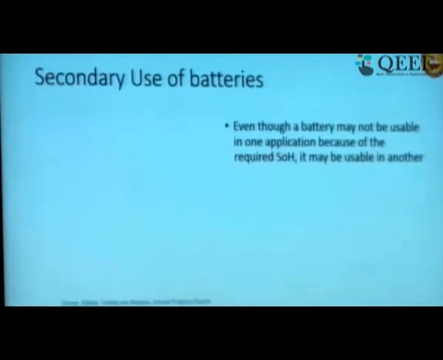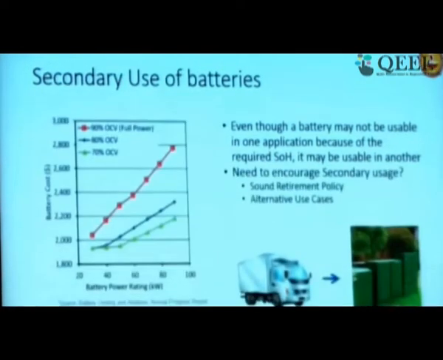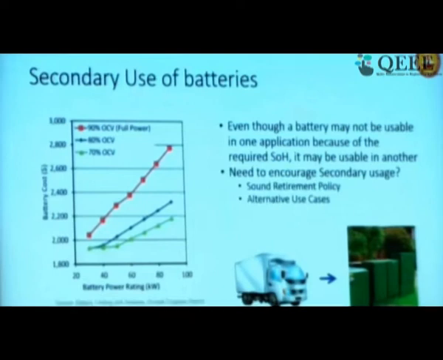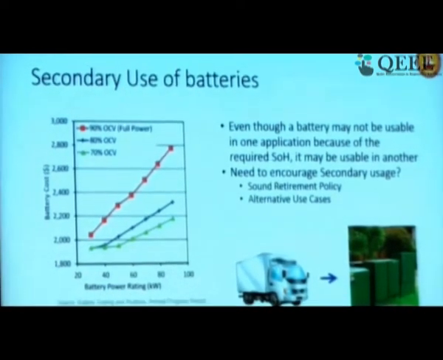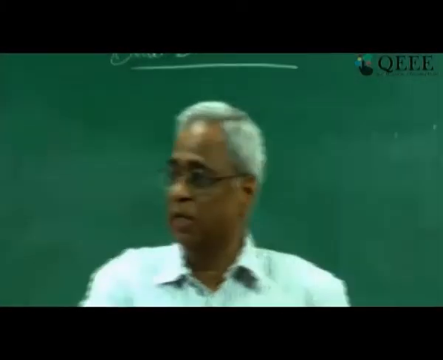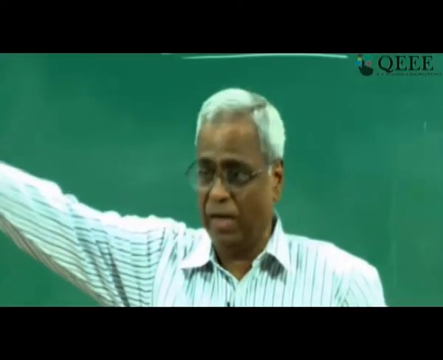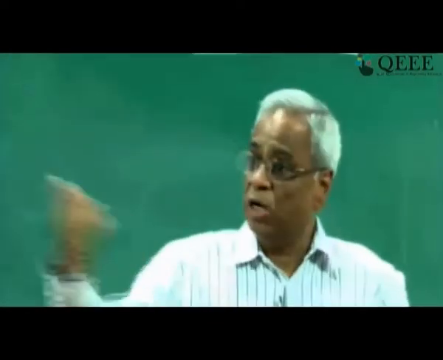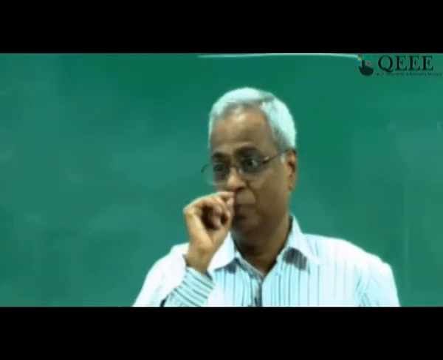Even though the battery may not be usable in one application because of the required state of health, it may be usable in another. So secondary use of battery is extremely important. Particularly you start with a battery which is used in a vehicle. It started as a new battery, and now 20% of capacity has gone down. What does it mean? That instead of 100 kilometers, it is lasting only 80 kilometers. Which means if a truck was supposed to go and deliver goods all the way to a certain place and come back, now it cannot do that. So you have to replace the battery.